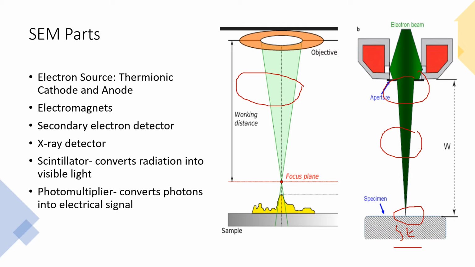But wait, again, if you have doubts like how the secondary electrons are produced, how the X-rays are produced, that's what I'm here for. That will be dealt with in other parts, but now let's look into the working of the microscope.